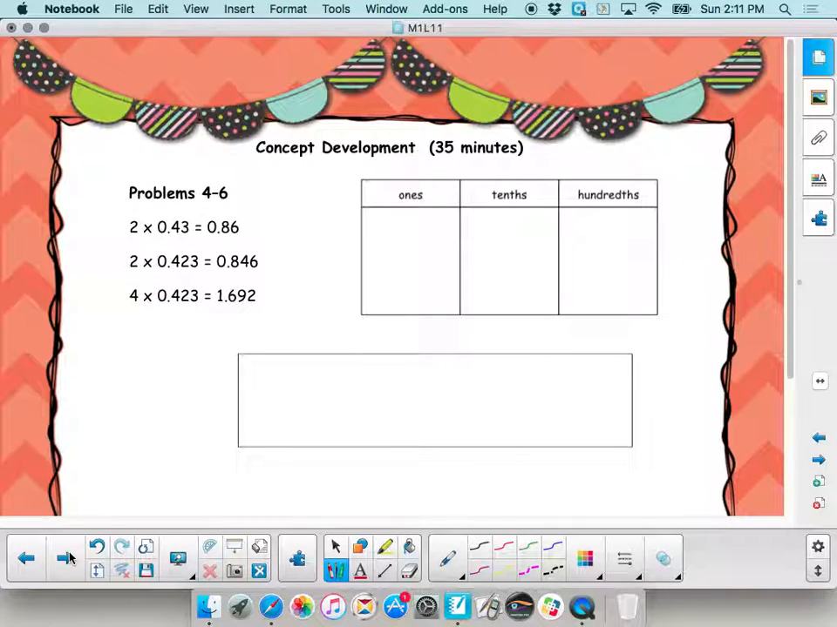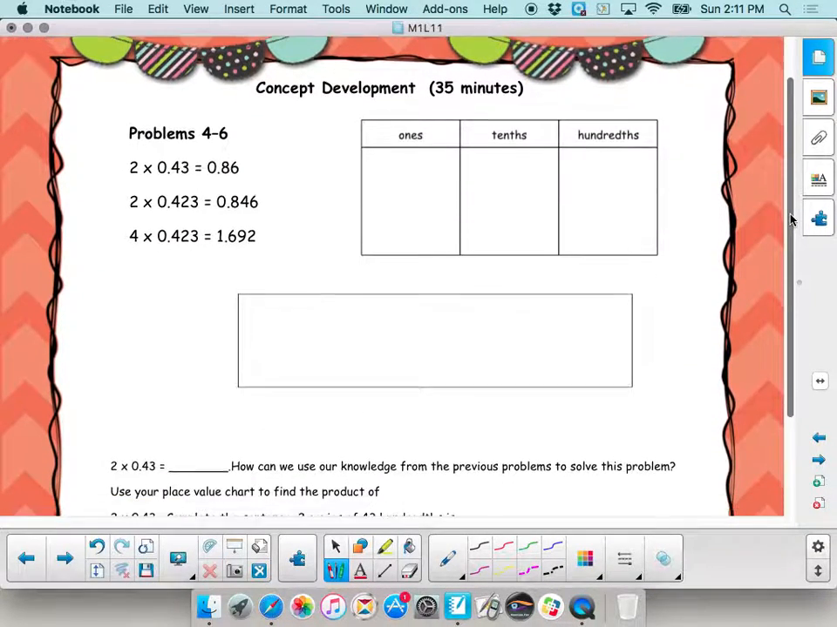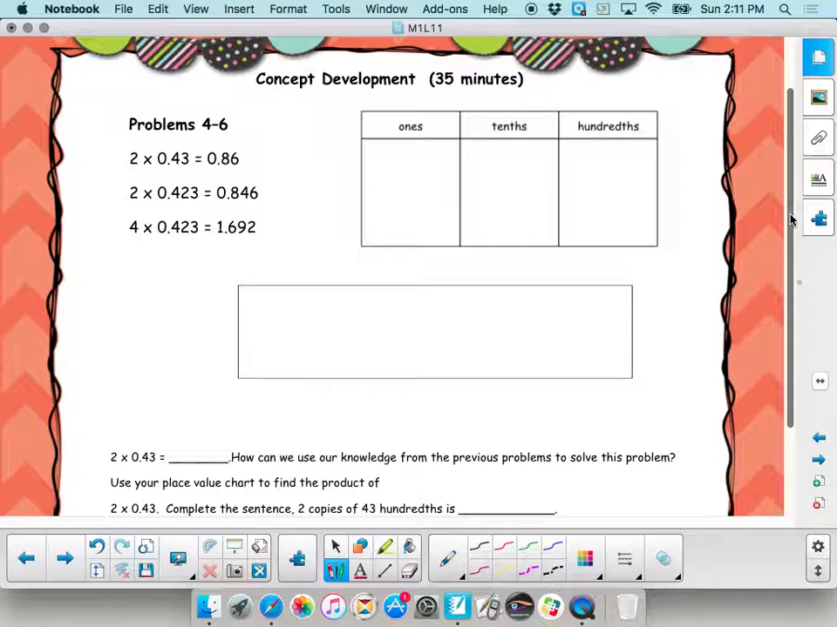Okay, let's look at the next one. Now on these, we're going to start using the area model. I really like the area model. In fact, last year we kind of did a little art project in the hall with the area model, so we'll probably do that again, but it will be new and improved this year.